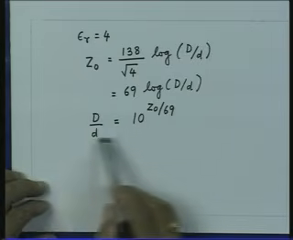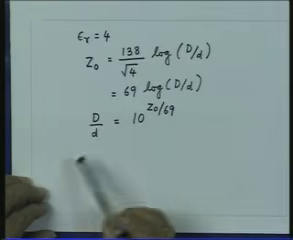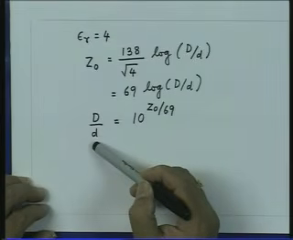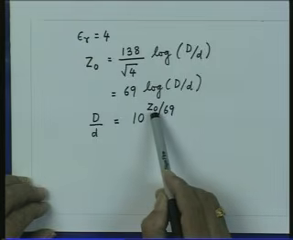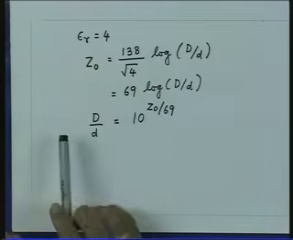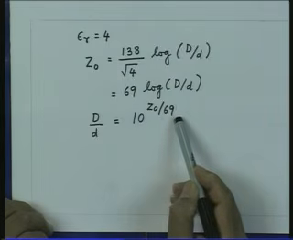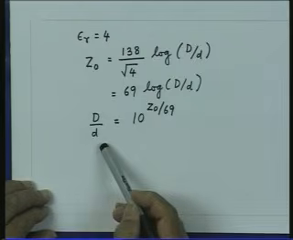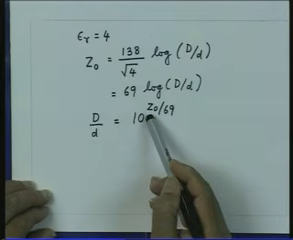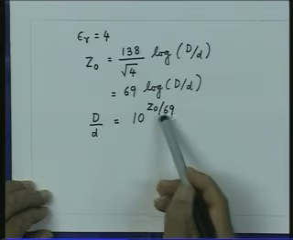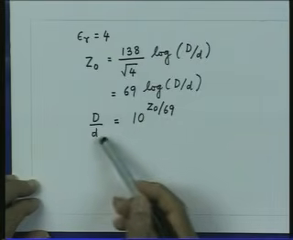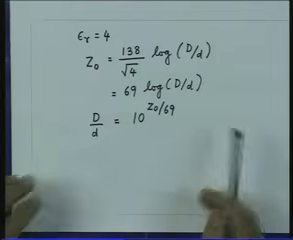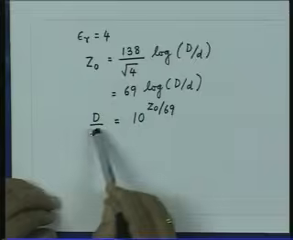What you see from this relation is that the ratio of D by d increases very rapidly as the characteristic impedance increases. When Z0 is equal to 69 ohms, the ratio of the diameters of the outer and the inner conductor will be 10. When the impedance becomes double of 69, that time the ratio will become 100. So the size of the outer conductor compared to the inner conductor increases very rapidly as the characteristic impedance of this line increases.